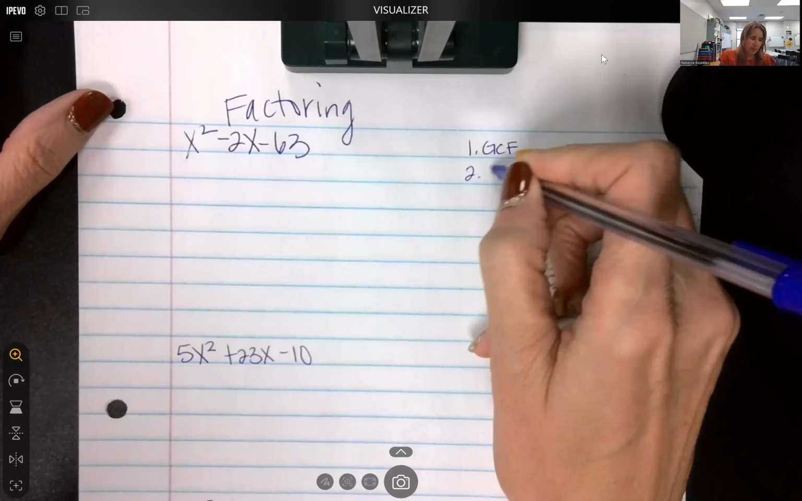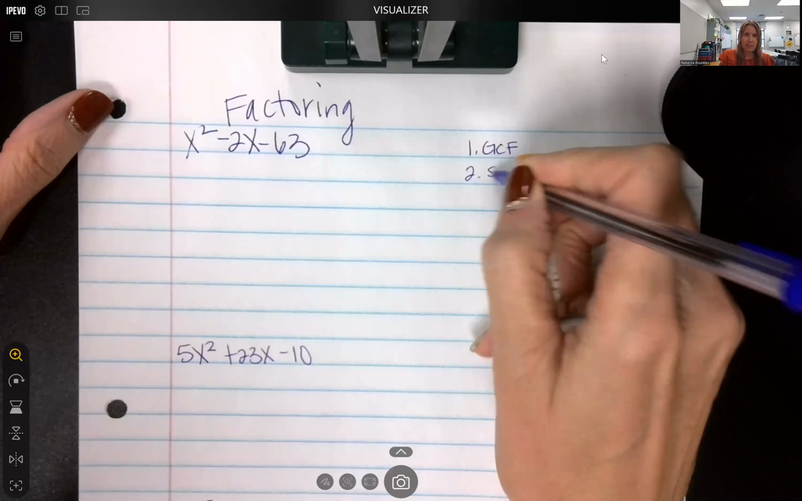Okay, so when you factor, you need to remember your steps. Our first step is to do the GCF, the greatest common factor. The second step is to put it in standard form. That means we're going to find A, B, and C. Okay, so let's check this out.